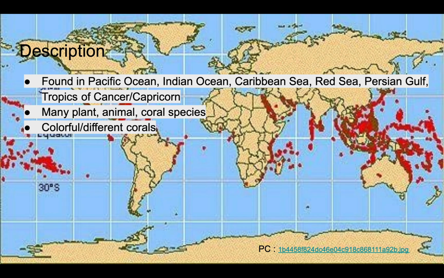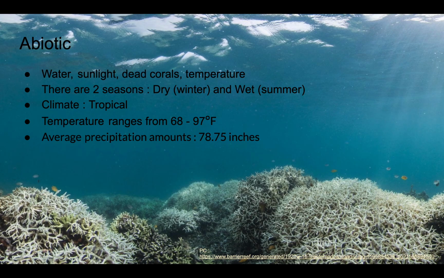Coral reef. Coral reefs are found in the Pacific Ocean, Indian Ocean, Caribbean Sea, Red Sea, Persian Gulf, and tropics of Cancer and Capricorn. There are many plants, animals, and coral species with different colors and different sizes.